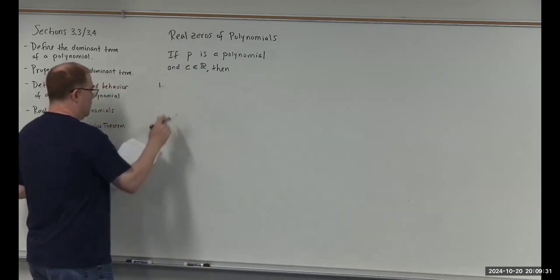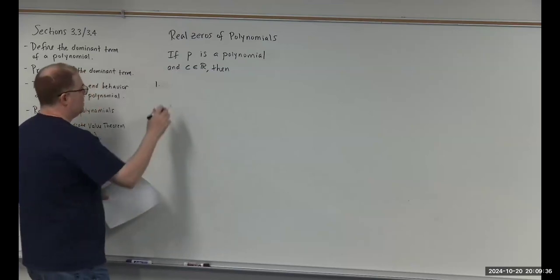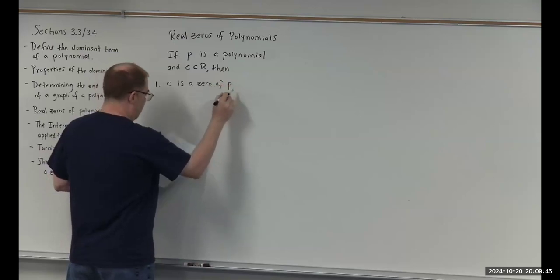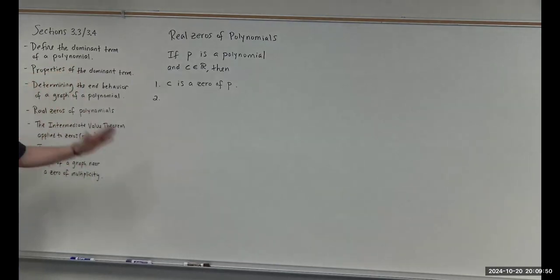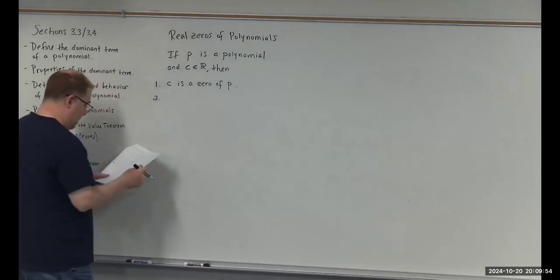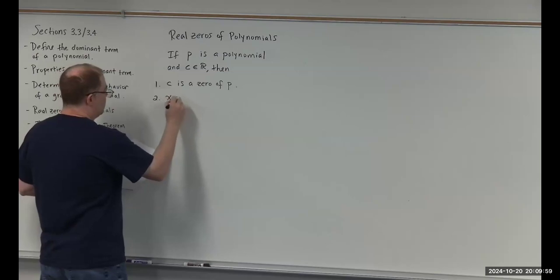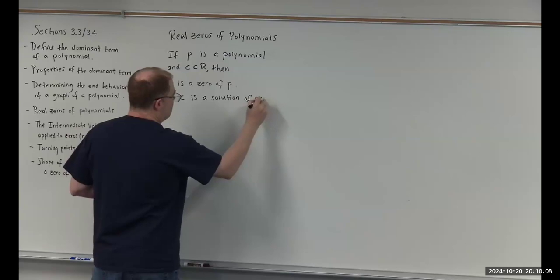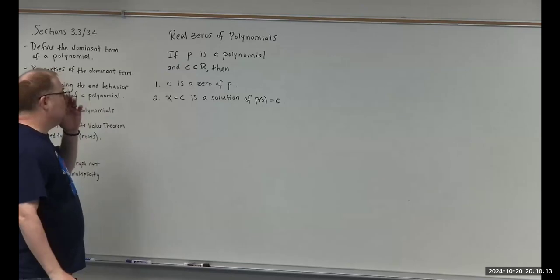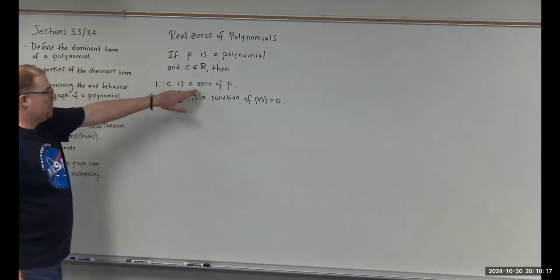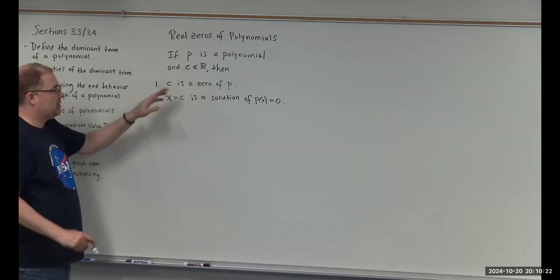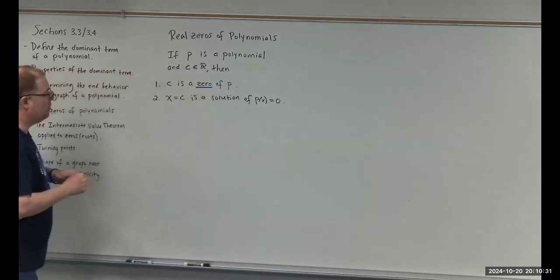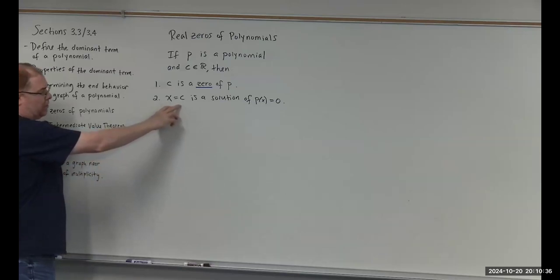All right, then, the first thing we're going to assume is that C is a zero of P. Assuming this, the next three statements are going to be true. So since C is a zero of P, that means x equals c is a solution of g of x equals 0. Remember, zero just means root. So what this is saying is that if we're calling this value a zero of a polynomial, then we say that x equals whatever this number is, is a solution.